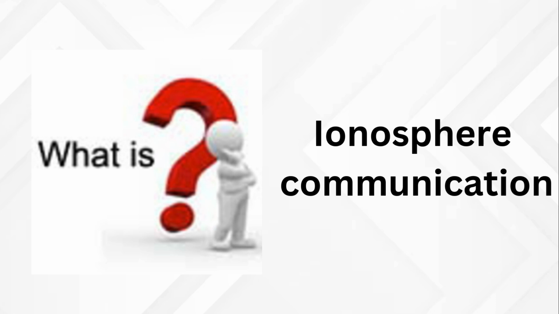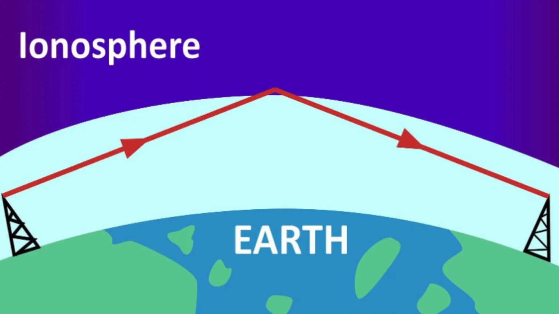Okay, first, what is ionospheric communication? Ionospheric communication is a method of long range radio communication where radio waves are sent towards the ionosphere. The ionosphere is a charged layer in Earth's atmosphere. These waves are reflected back to the Earth, enabling them to travel vast distances, meaning long distances beyond the Earth's curvature, through a process called skywave propagation.